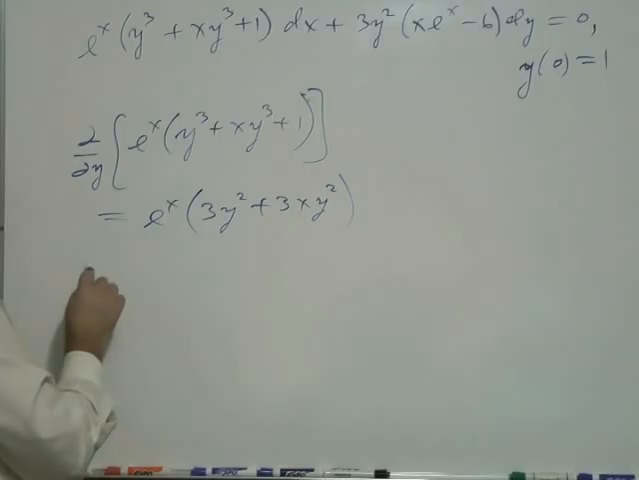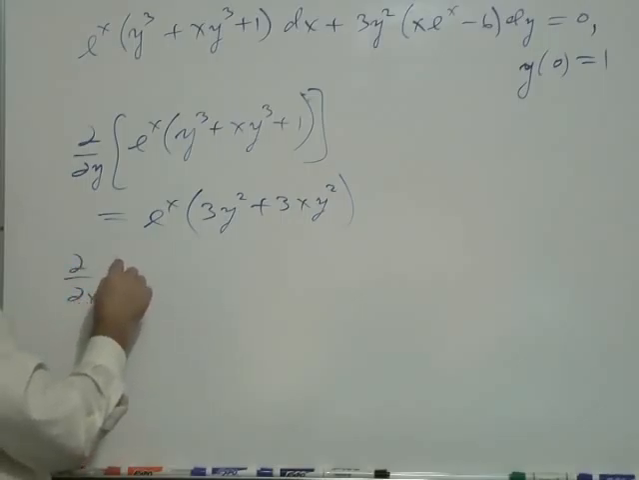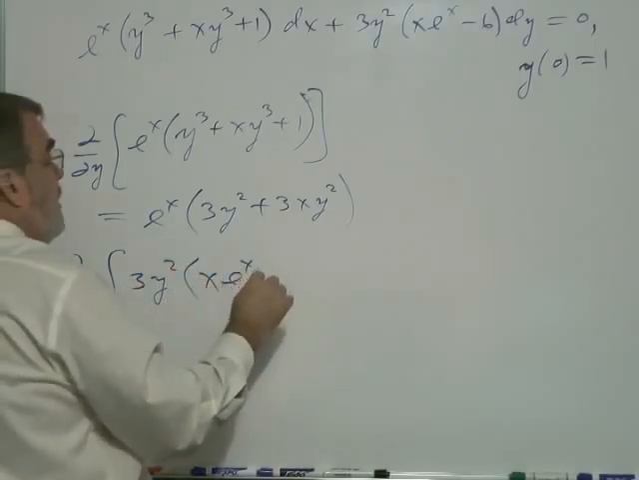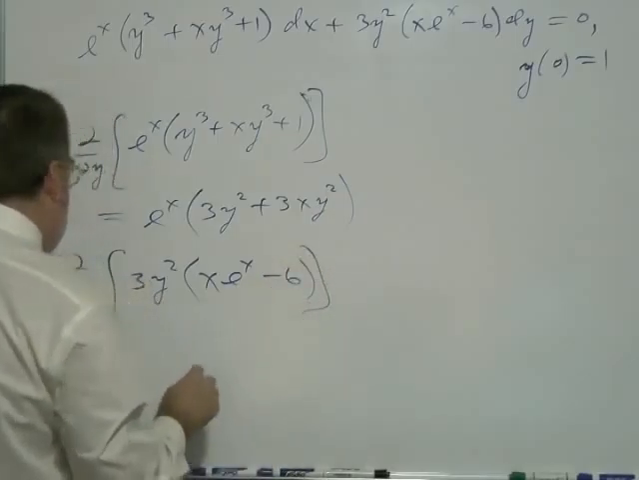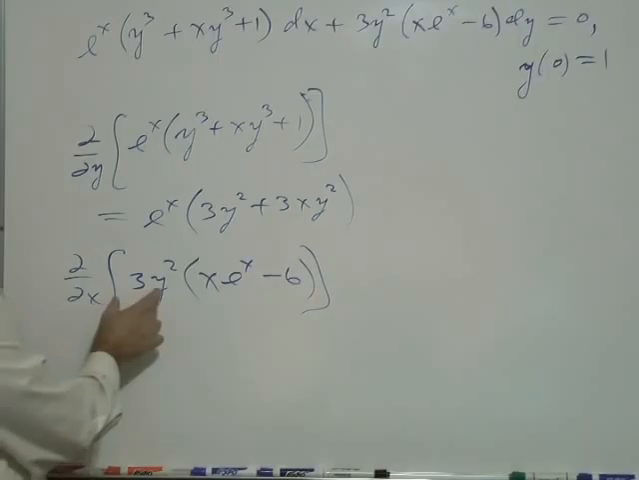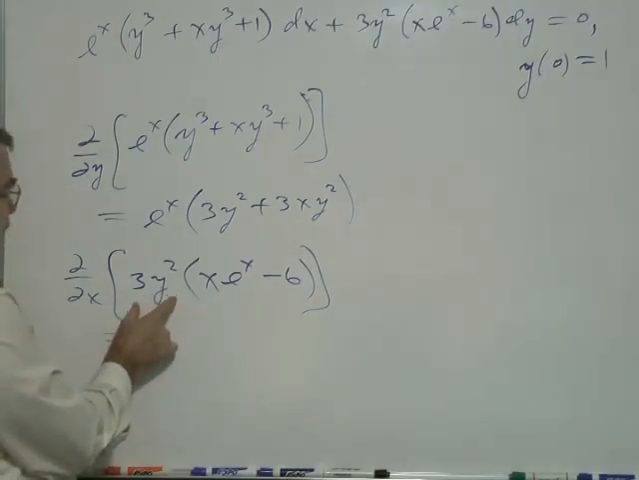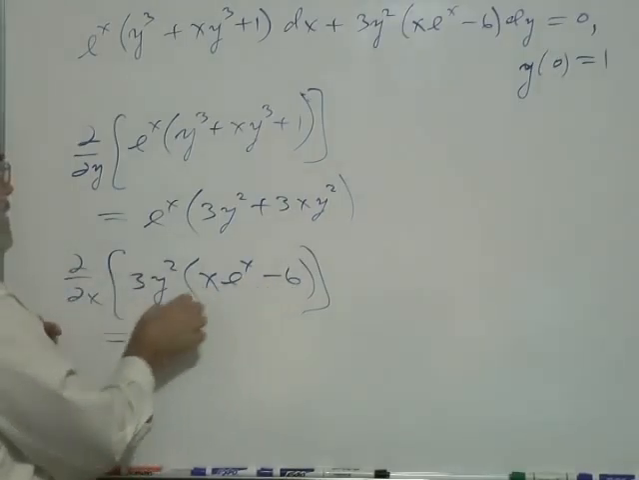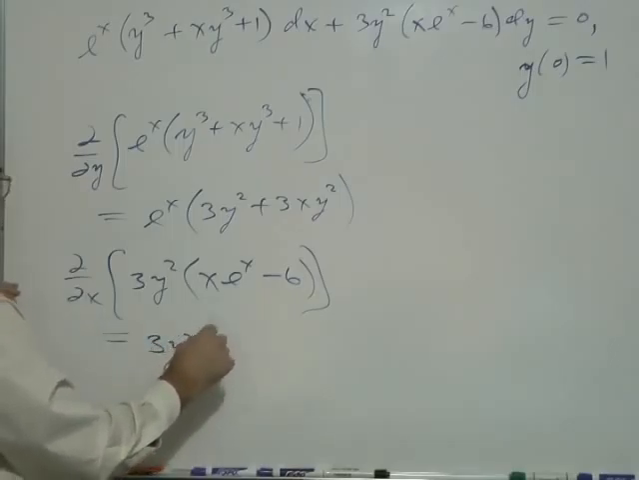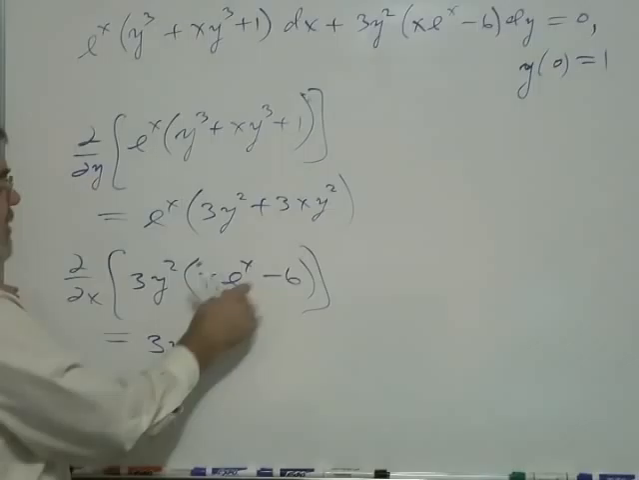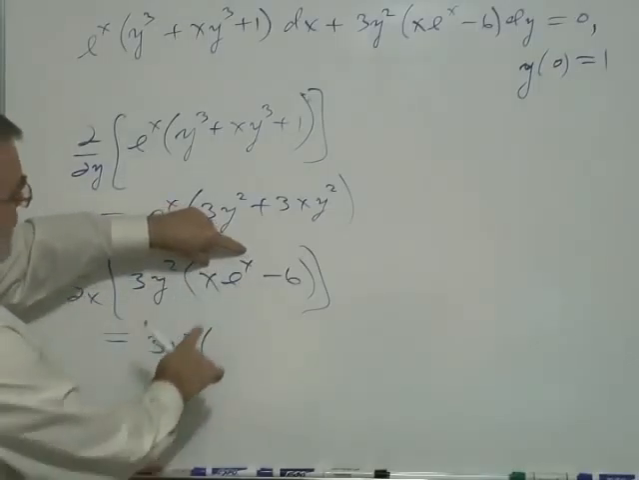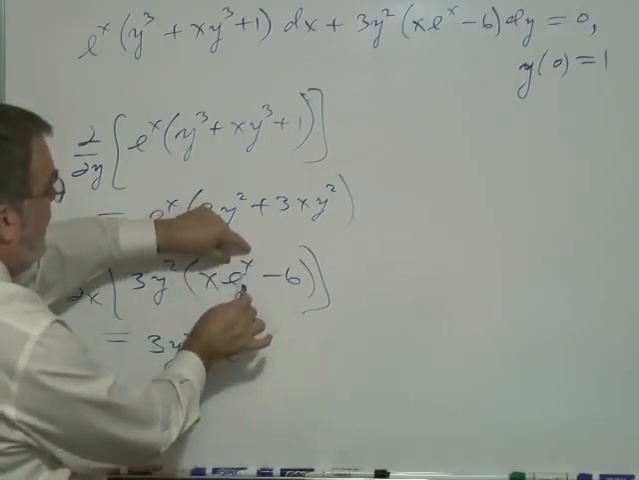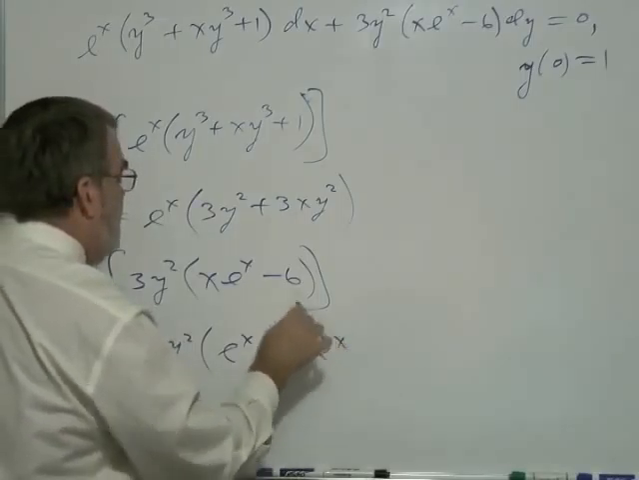Now we want to verify that that equals the partial with respect to x of the right-hand coefficient, 3y squared (x e to the x minus 6). Again, it's a product rule, but the derivative of the first piece of the product is 0. So 0 times this function is 0, plus this derivative times 3y squared. The derivative of x e to the x minus 6 is another product rule: the derivative of x is 1 times e to the x, plus the derivative of e to the x times x, and then 0.